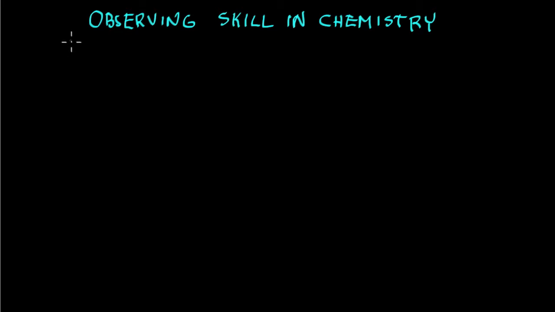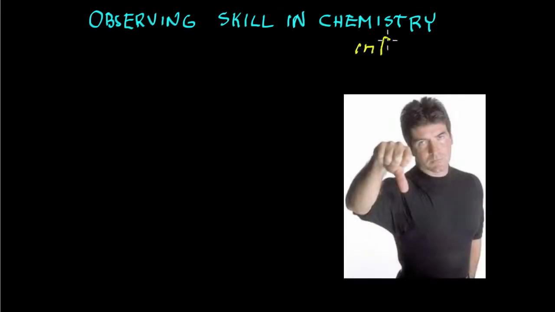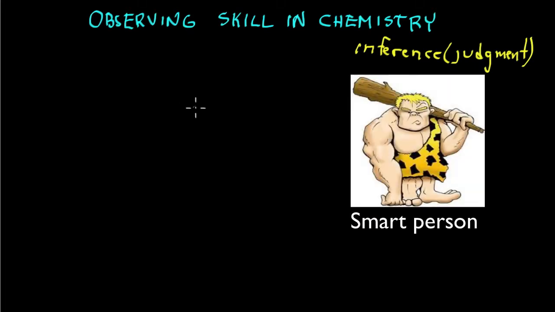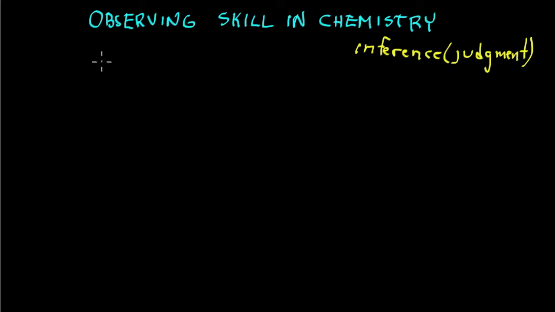First of all, observing is not an inference. An inference is a judgment. Many times we are very quick to make inferences about things. We look at a person, we say, oh, that's a smart person, or that's a dumb person, or that's a rich person, or that's sweet, or that's sour, just by looking at it. And that's a very big mistake in chemistry. So we start in observing with the senses.